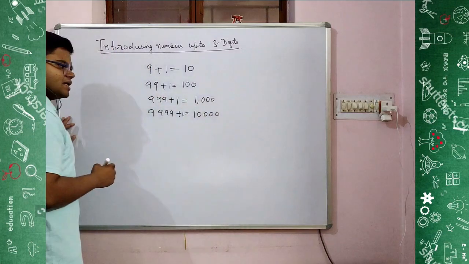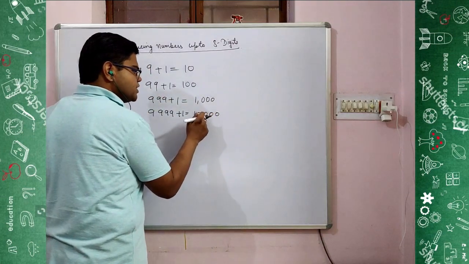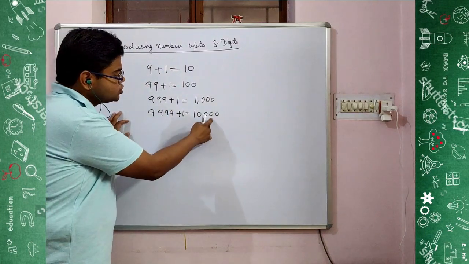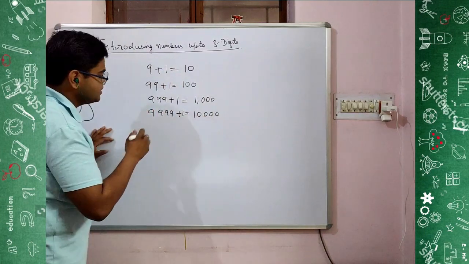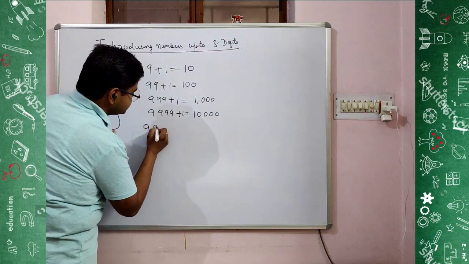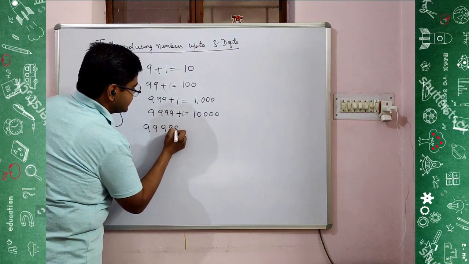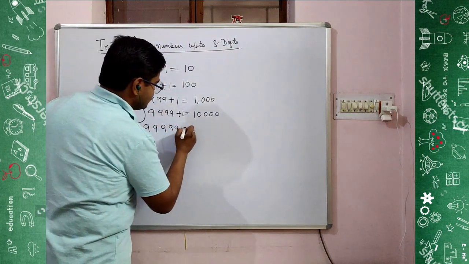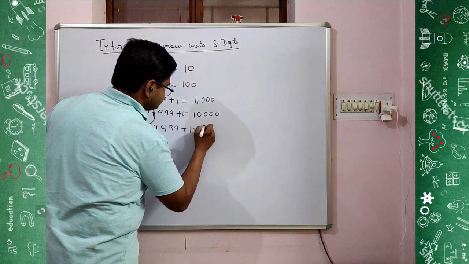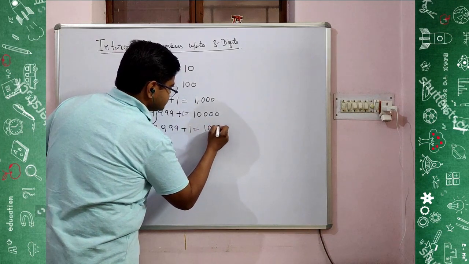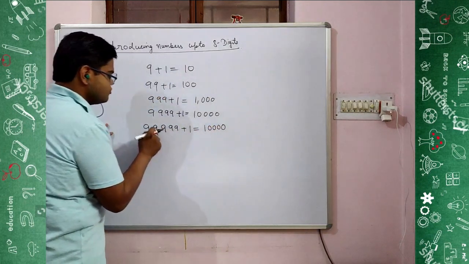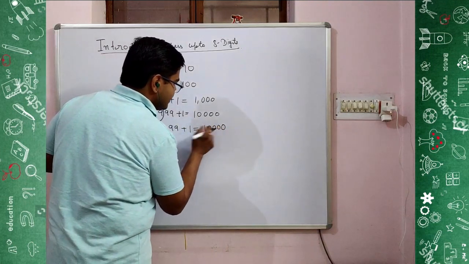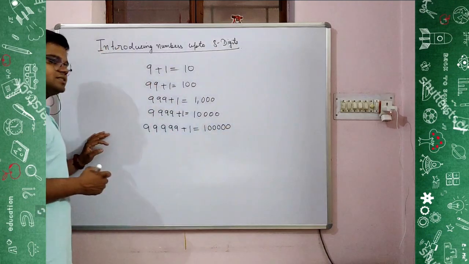How many zeros are there in 10,000? 1, 2, 3, 4. Similarly, the largest five-digit number will be 99,999. If we add 1 to it, it will become 1, 2, 3, 4, 5, and one more zero. It will become a 6-digit number.